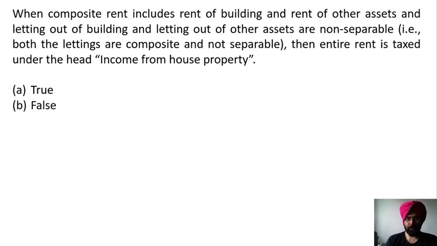Sometimes it happens that the building along with machinery has to be given on rent. Building cannot be given separately, machinery cannot be given separately for rent, so both of them have to be given together, and composite rent is received for that. So whether the rental income would be taxable under the head income from house property.